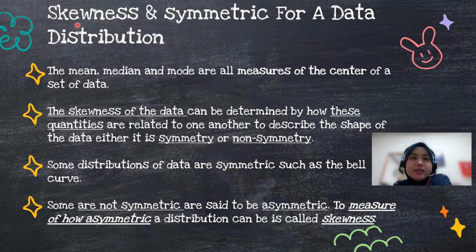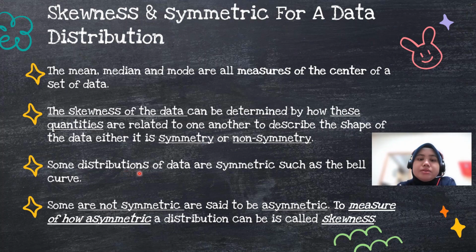Let's continue our learning with skewness and symmetry for a data distribution. The three Ms, mean, median, and mode, are all measures of the center of a set of data. The skewness of the data can be determined by how those quantities are related to one another to describe the shape of the data, either symmetry or non-symmetry.